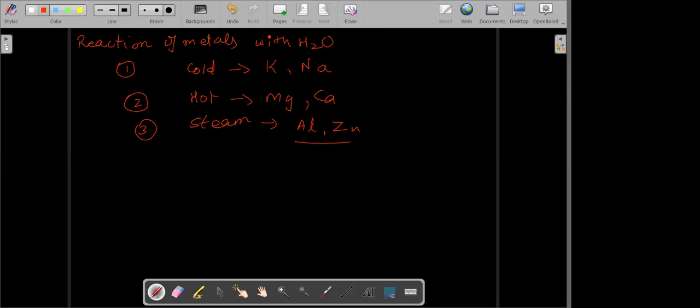Can you think of why they don't form the hydroxides? They are more reactive than hydroxide. No, their oxides are insoluble in water. Since their oxides are insoluble in water, they are not able to dissolve and form hydroxides. Got it? Okay, sir. I hope this much concept is there with everyone.